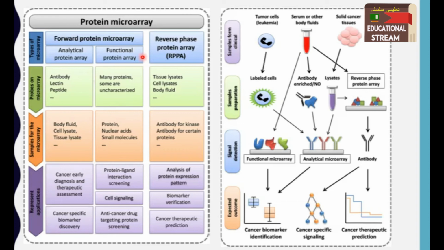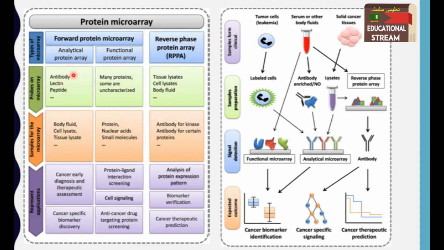So protein microarrays are generally divided into two major categories, which include the forward phase protein microarray and the reverse phase protein microarray. Forward phase protein microarray, according to the type of sample immobilized, can be further classified into analytical protein array as well as functional protein array.